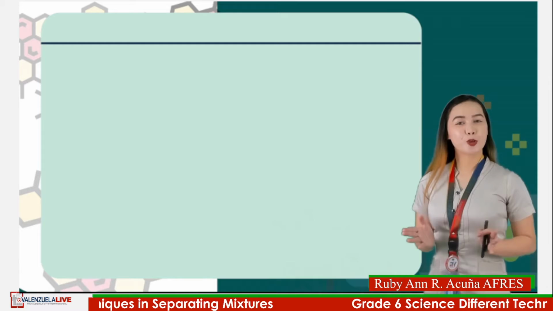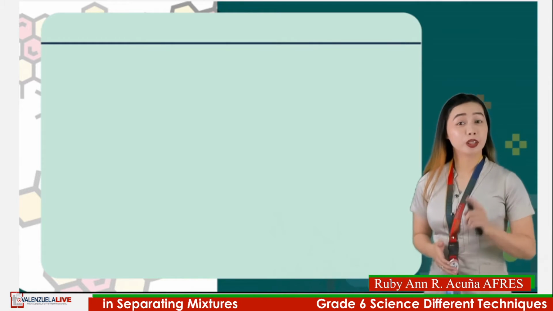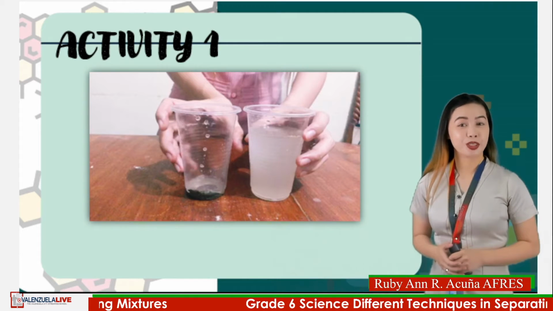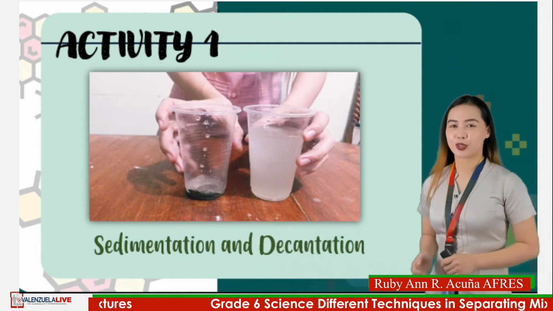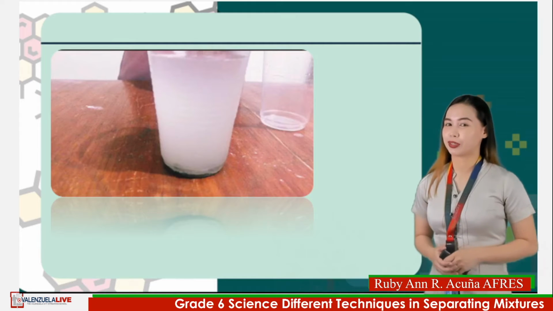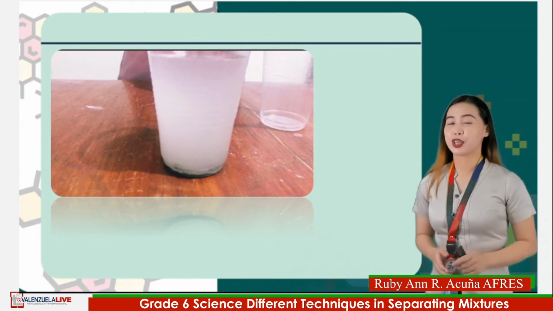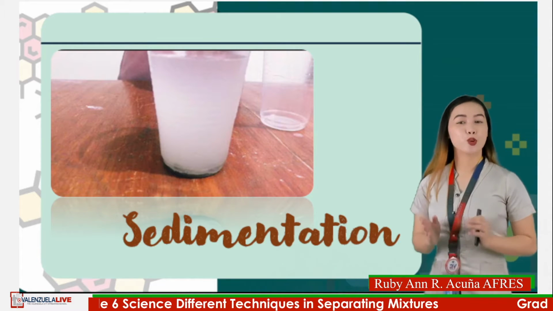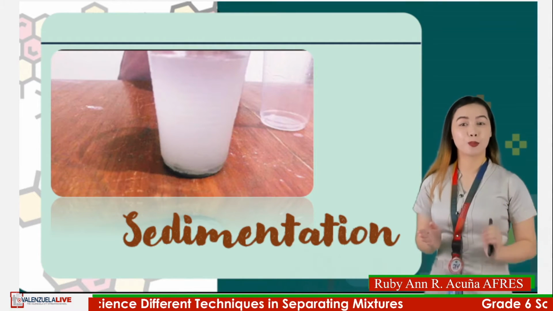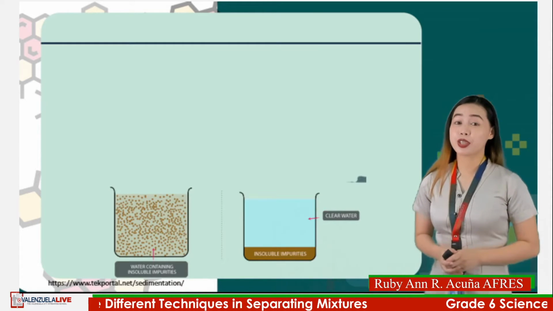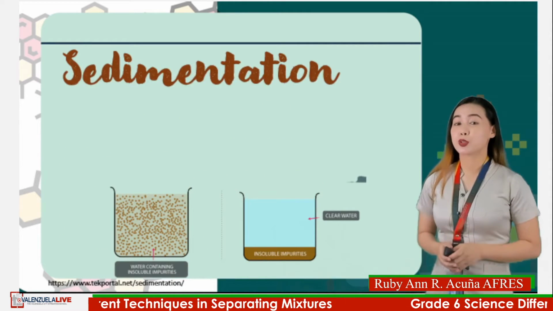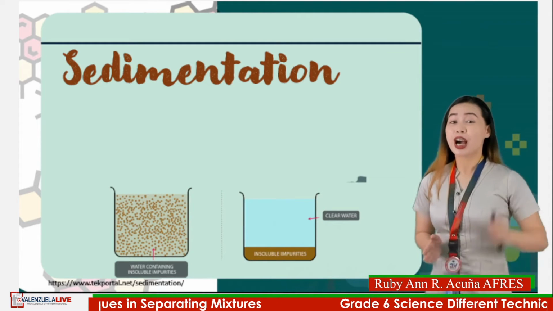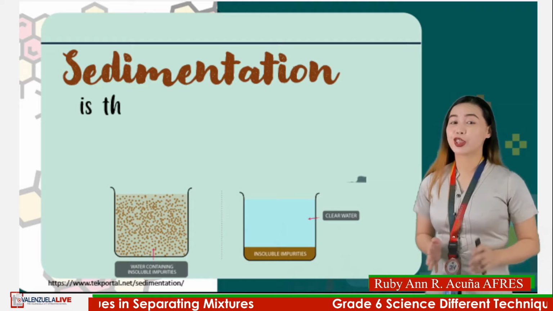Mixtures with undissolved solutes, like in our activity number 1, can be separated by the methods called sedimentation and decantation. Let us take a closer look. In sedimentation, the mixture is left untouched for some time and the solute slowly settles down at the bottom. This process allows the particles in suspension in water to settle out of the suspension under the effect of gravity.